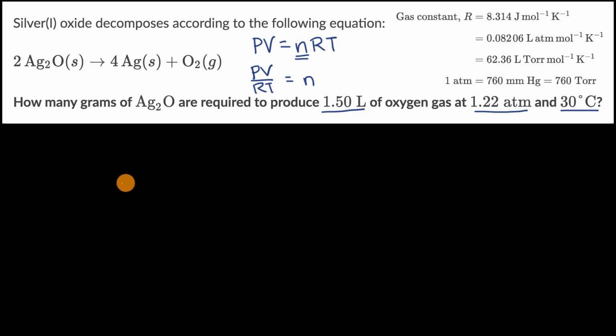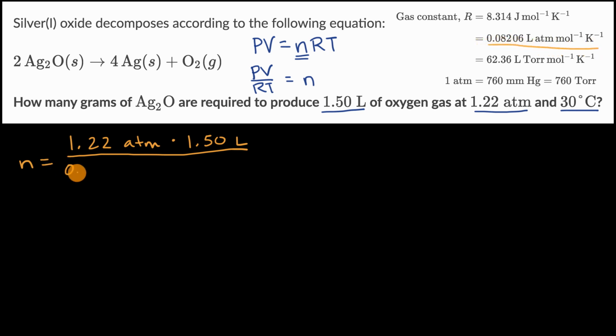All right, now let's work through this together. So the number of moles of oxygen is going to be equal to the pressure of our oxygen, so 1.22 atmospheres times the volume of oxygen, 1.50 liters, divided by the ideal gas constant, and we have to use the right one that is going to deal with atmospheres, liters, and Kelvin. So if we're dealing with atmospheres, liters, and Kelvin, then we'll use this ideal gas constant right over here.